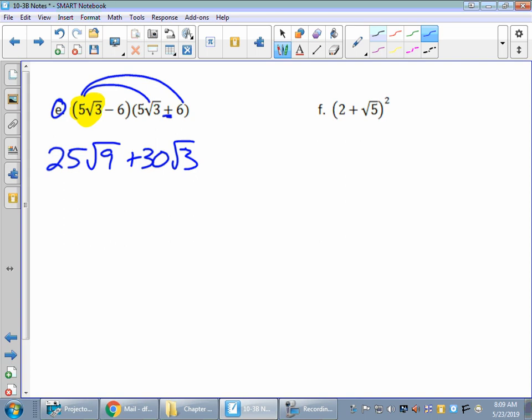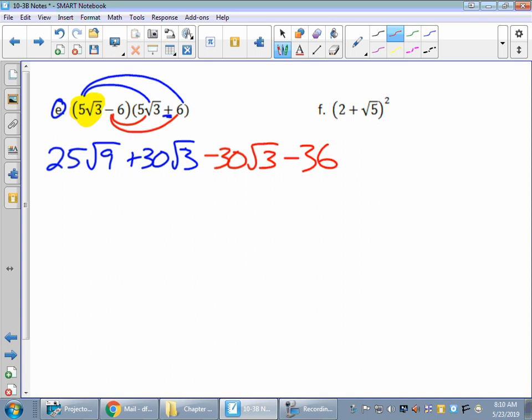Now going to the other side, if we take negative 6 times 5 times the square root of 3, well, it's a negative times a positive, so that's going to be a negative 30. Negative 6 times 5 is negative 30. And we've got to bring that square root of 3 along. And then we've got negative 6 times positive 6. Negative times a positive makes it a negative, and 6 times 6 is 36.